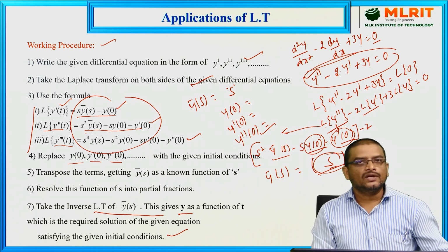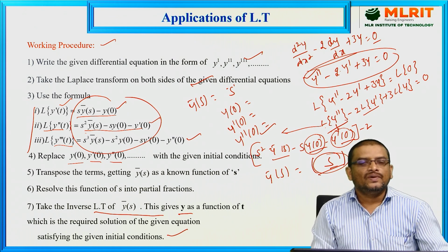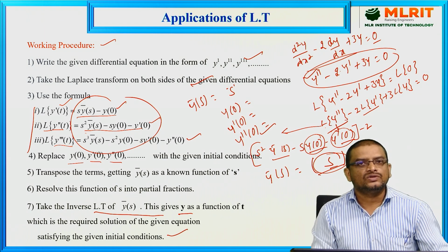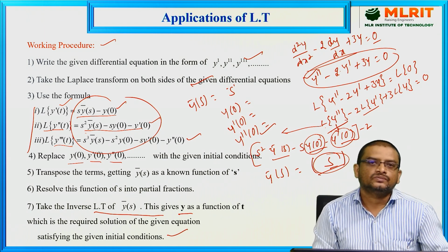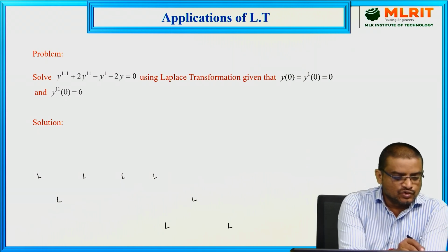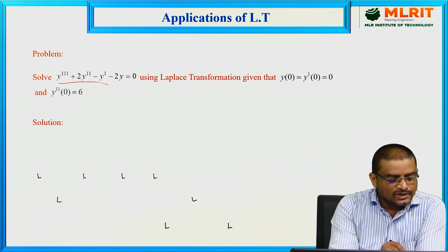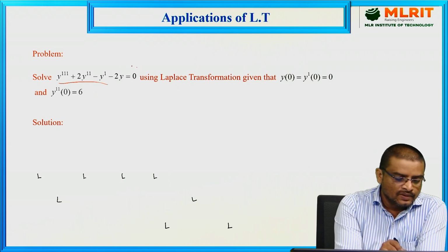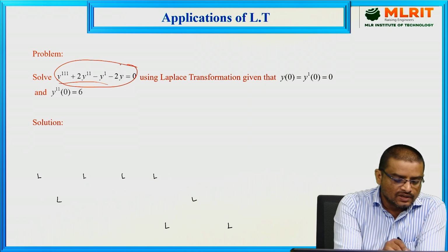Now let us take one example here. We'll follow this procedure step by step and we'll see how to get the solution for the given differential equation. So this is our problem. Solve y triple dash plus 2y double dash minus y dash minus 2y is equal to 0. This is the given differential equation.